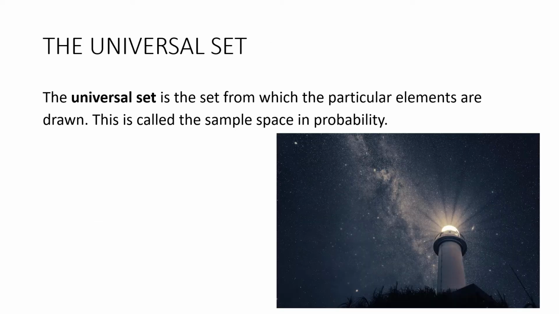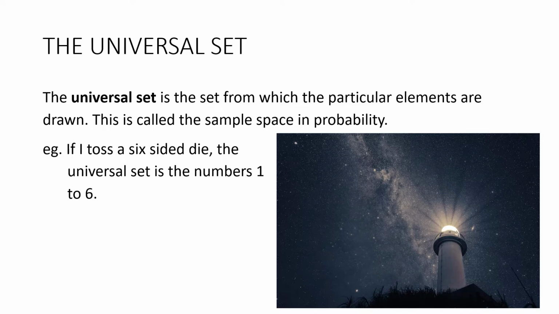Now in set theory, the sample space is called the universal set. It's the set from which the particular elements are drawn. So if I toss a 6-sided die, then the universal set is the numbers 1 to 6. And we write it exactly the same way.